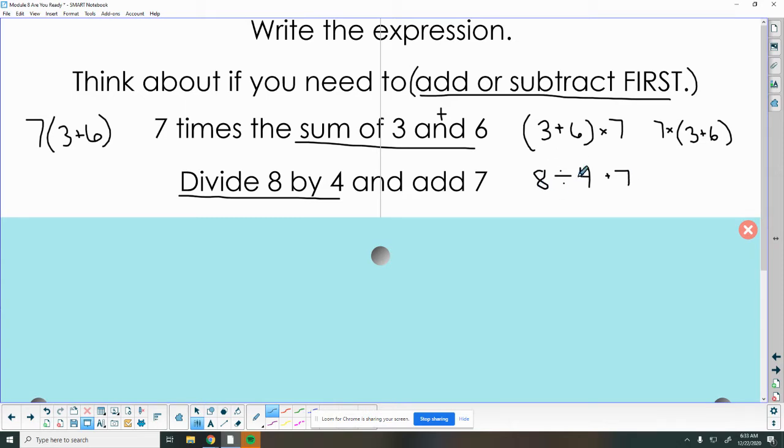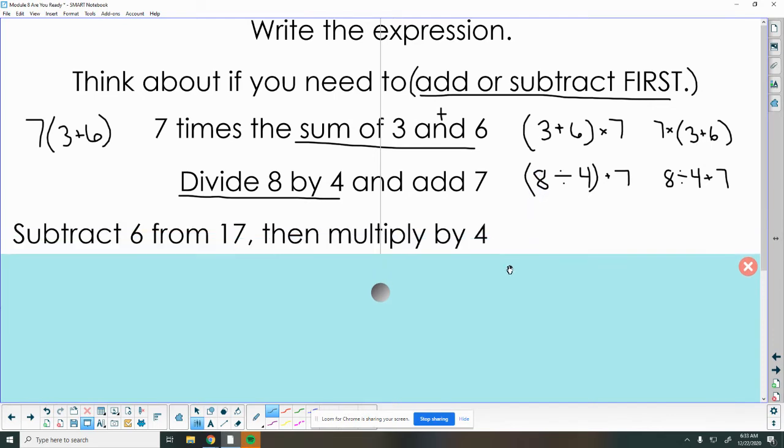We could put parentheses. We don't need them though, because even when I write 8 divided by 4 plus 7, multiplication and division operations, because division is the opposite of multiplication, come first before adding. And so I would still have to do 8 divided by 4 first. The parentheses just draw your attention to say, yes, do this first.